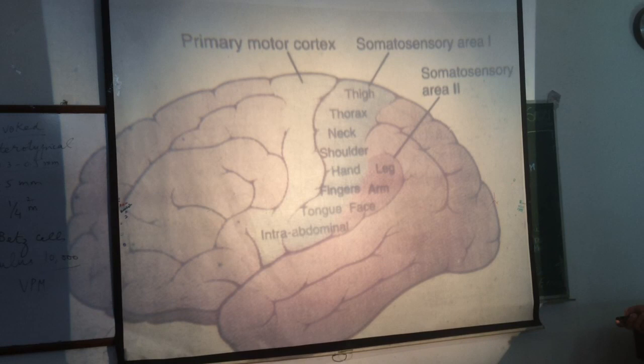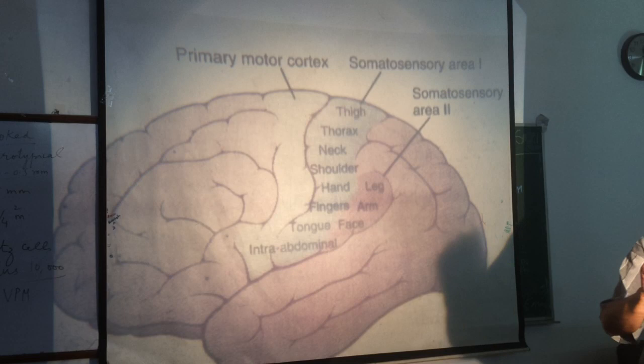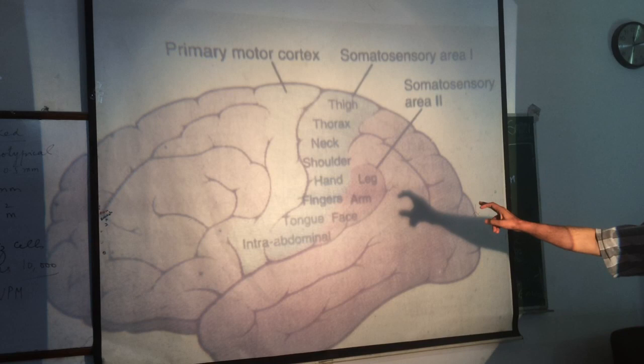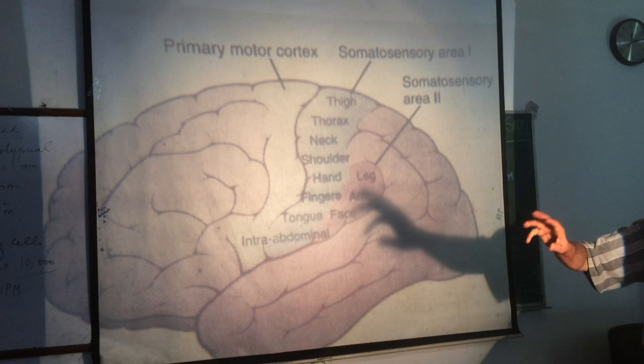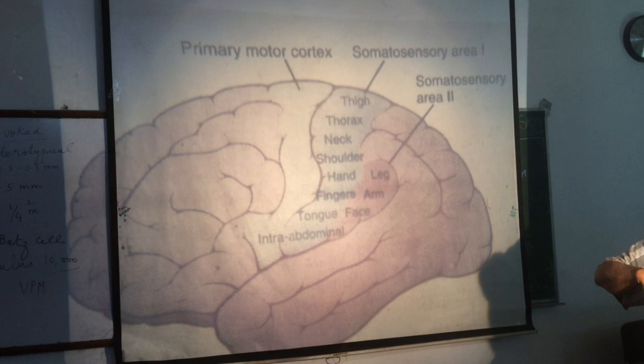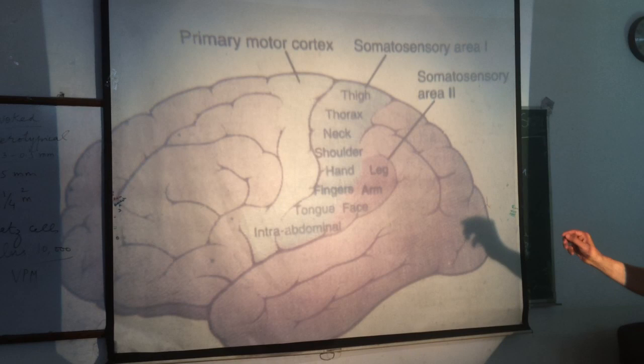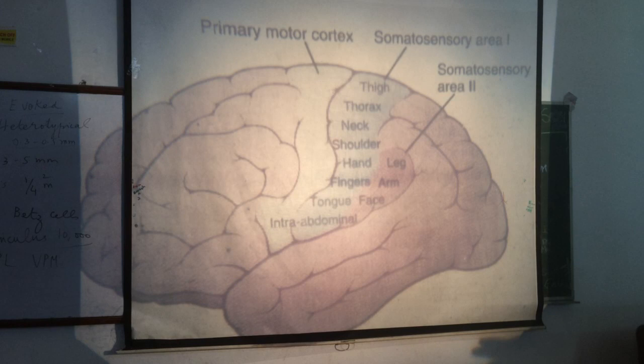Now we don't know the function of this area S2. But it receives nerve fibers from area S1, from the VPL and VPM thalamic nuclei, and even from the other sensory areas, but we don't know its exact function. So this was about somatosensory area 2, S2.